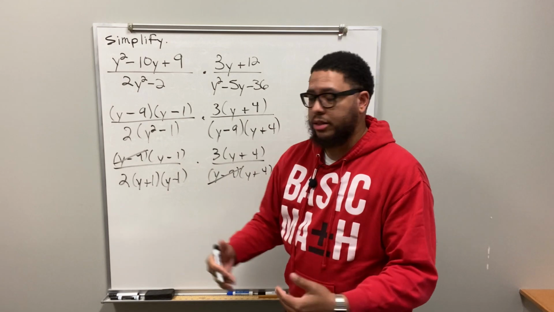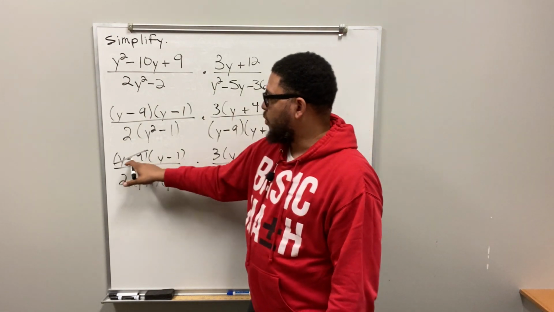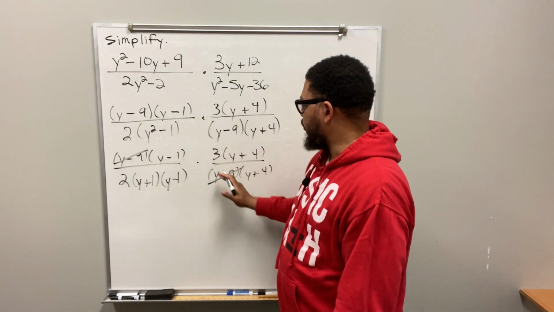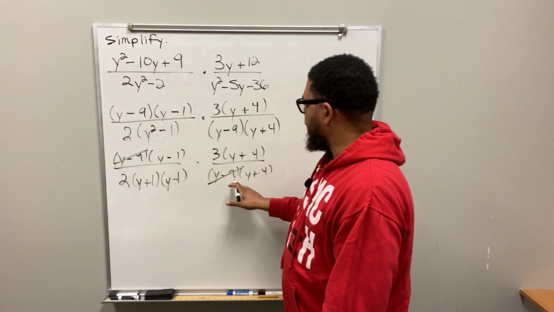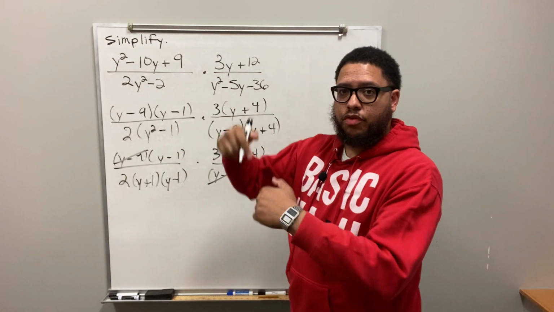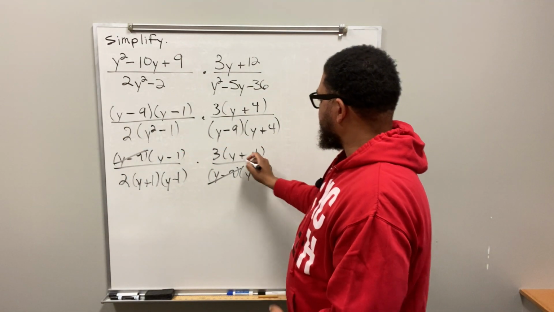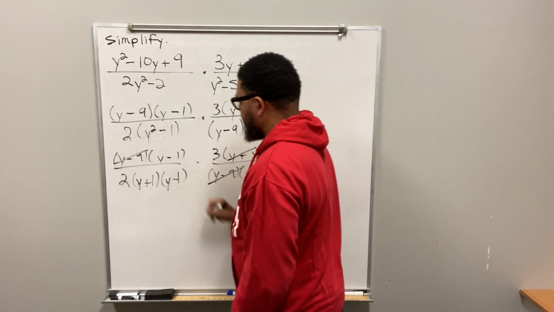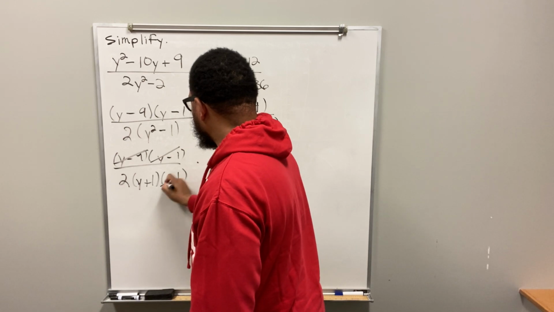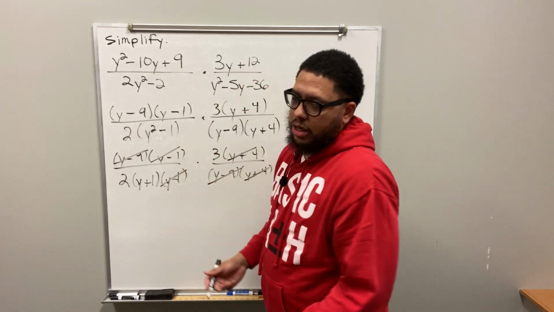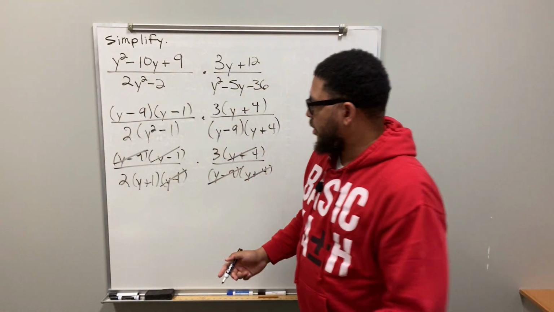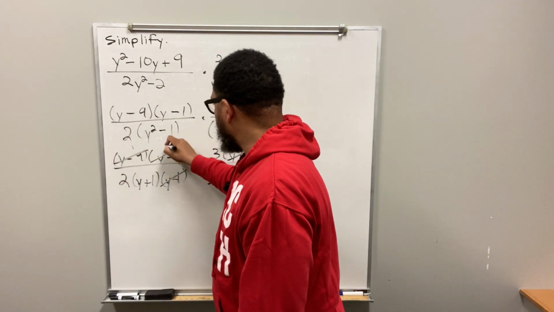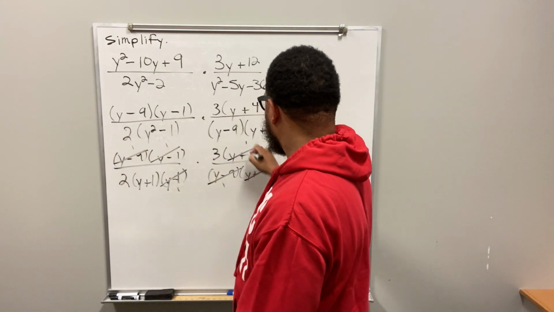That's what gave me the right to cancel this y minus 9 with this y minus 9, because they are diagonal from each other. This is in the numerator. This is in the denominator. I can also cancel vertically, straight up and down. So this y plus 4 cancels with that y plus 4. Then over here, y minus 1 cancels with this y minus 1. And they really all turn into ones, if you want to be technical: 1, 1, 1, 1, 1, 1.